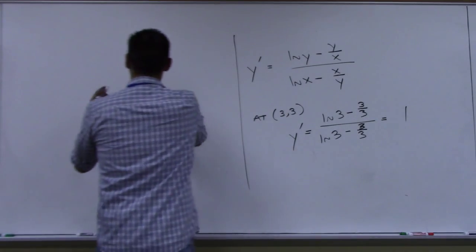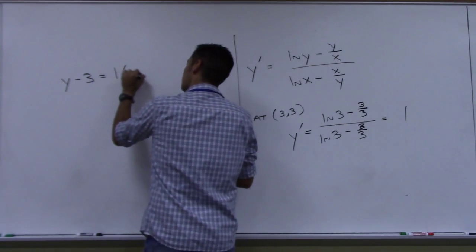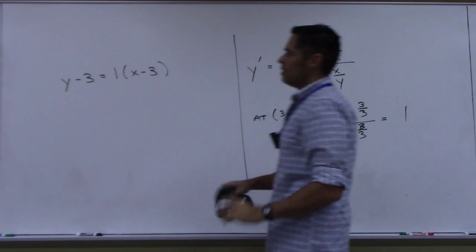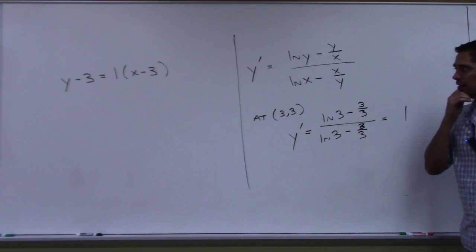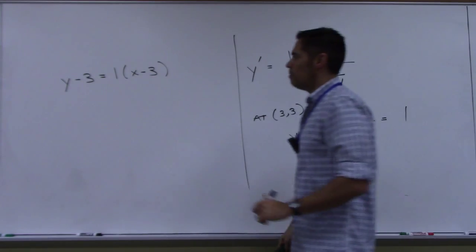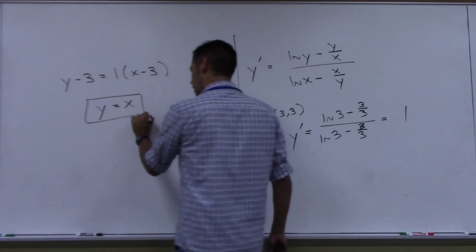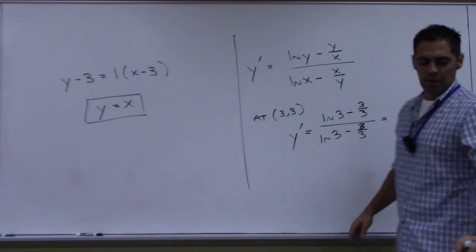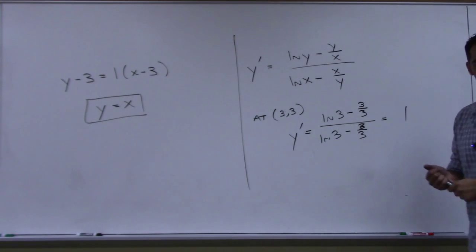So y minus 3 equals 1 times x minus 3. That's the equation of the line. And if you do your cleaning up there, you get y equals x. So if you graph that line, it should be tangent to the curve at that point.